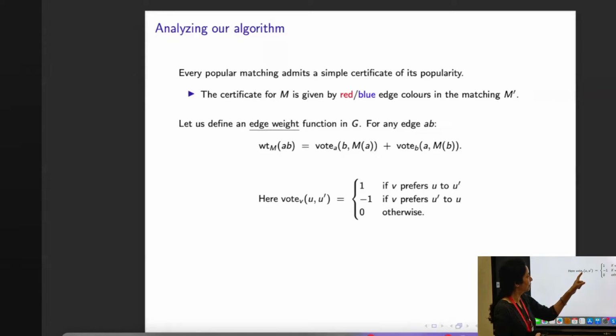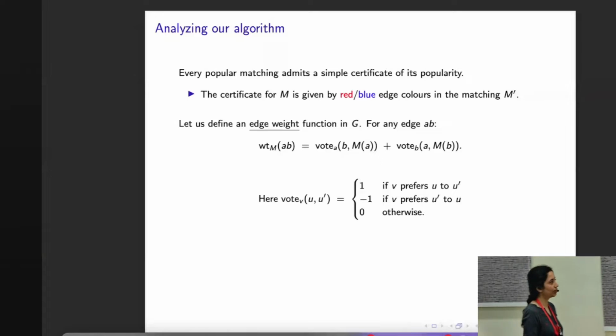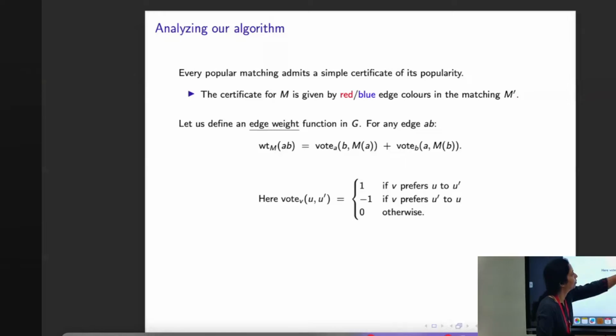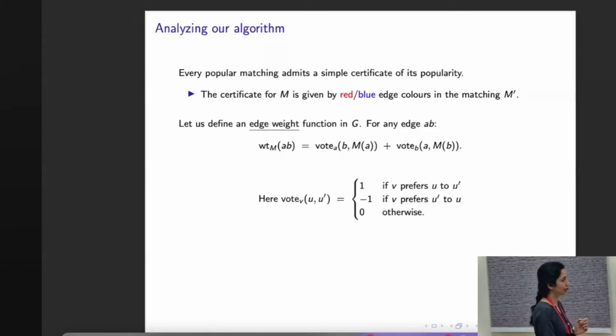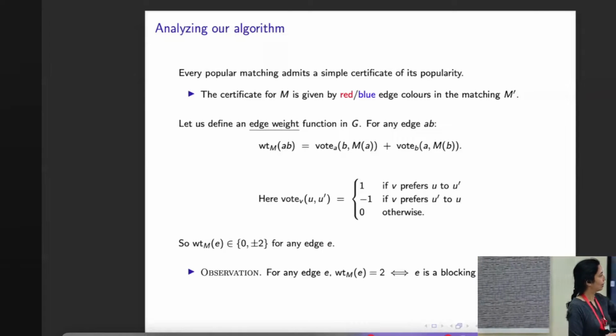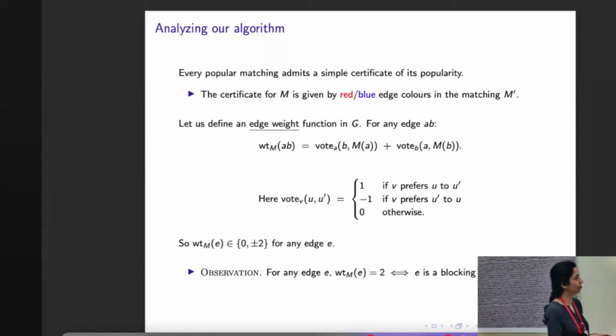For any vertex v, its vote versus two neighbors u and u prime is, if it prefers u to u prime, it gives a vote of 1. If it prefers u prime to u, it gives a vote of -1. And if u equals u prime, that's what otherwise means, it gives a vote of 0. It is indifferent. So let's define such a vote function and say the weight of an edge is the sum of the votes of the endpoints of the edge for each other. So the weight of every edge is a value in the set 0, +2, -2. Do you agree with this? Why can't it be +1 or -1?